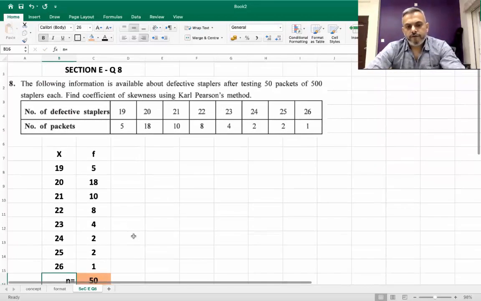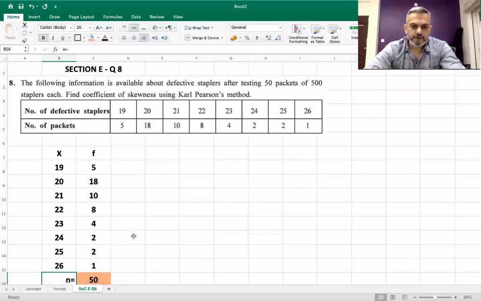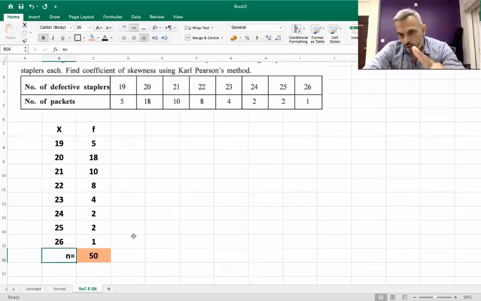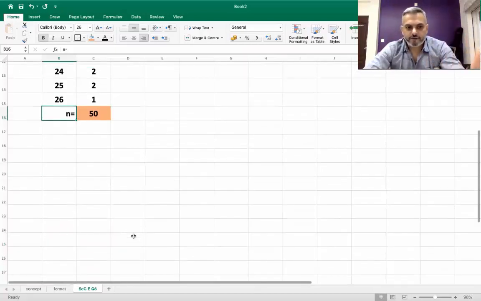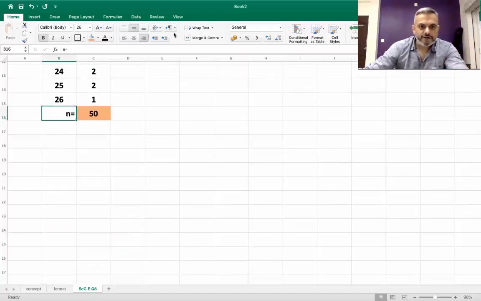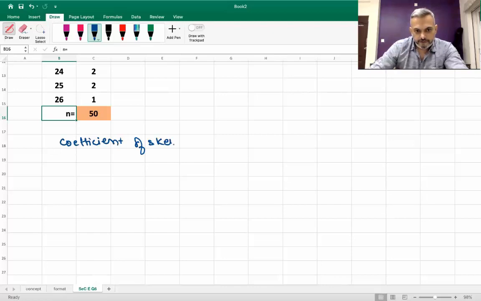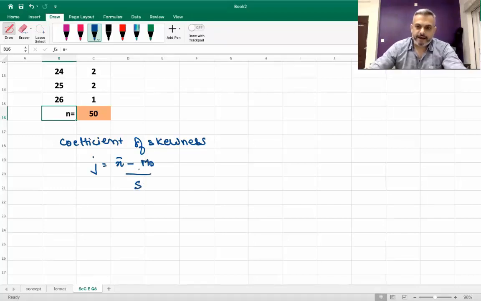Now over here we have to use coefficient of skewness using Pearson method. So we have to find out mean, we have to find out mode, and we have to find standard deviation. So first let's write the formula so that we know what we have to find out. Coefficient of skewness J is equal to x bar minus mode upon s, standard deviation.